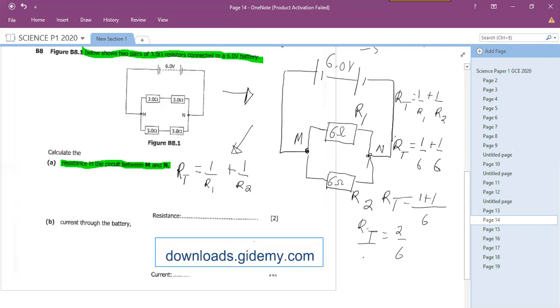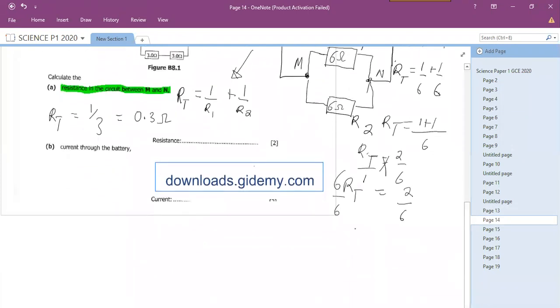We make this a fraction over 1 and cross multiply. 6 times R tot, which is the total resistance. So it will be 6 R tot is equal to 1 multiplied by 2, which is 2. We divide both sides by 6. So our R total will be 1 over 3. You can also reduce it: you just say 1 divided by 3 and you get 0.3 ohms. So this is the total resistance throughout the circuit. So this is how you calculate this question.